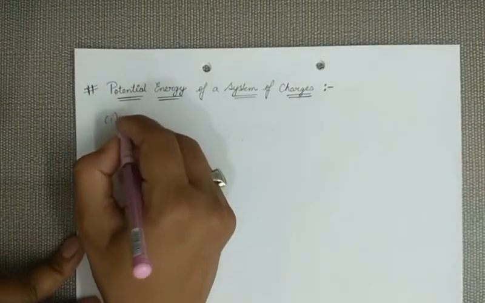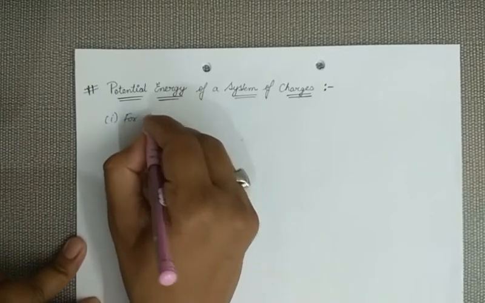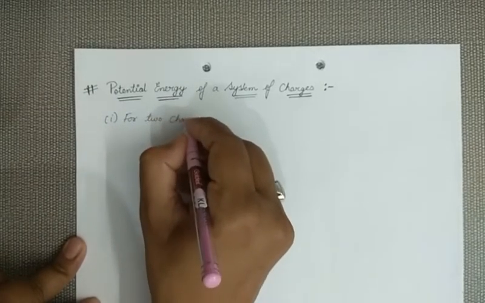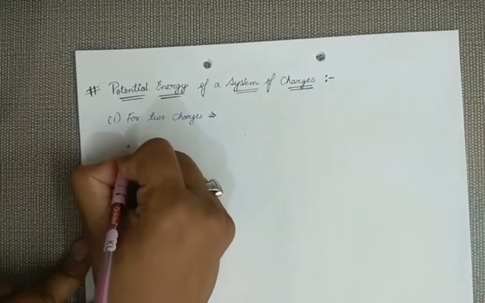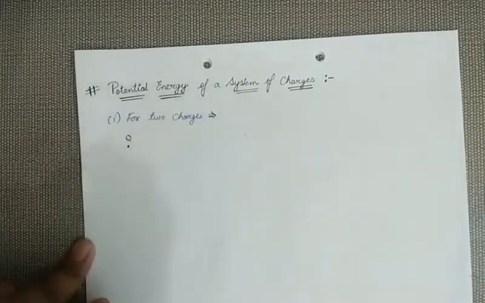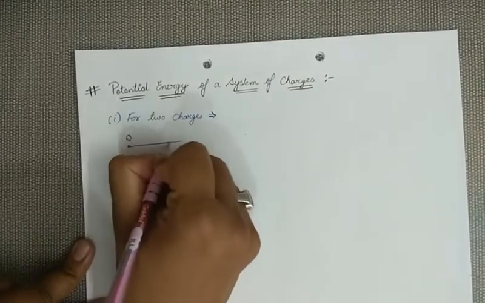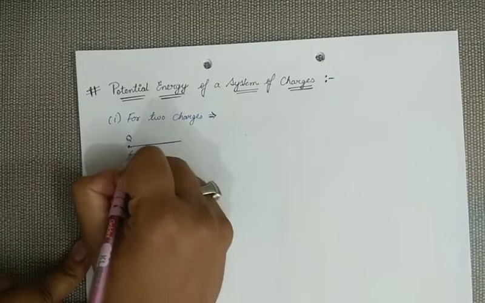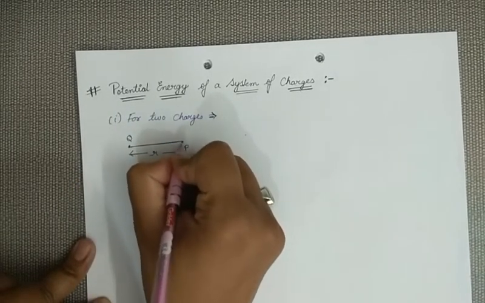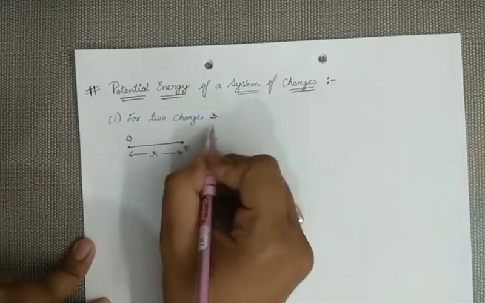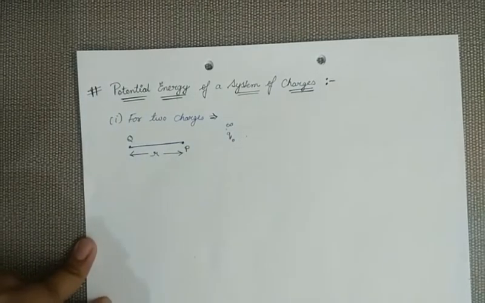So our first part is for two charges. Let's consider this is our first charge, capital Q, and at a distance of r there is a point P. At this point I have to place another charge. This other charge is right now placed at infinity.